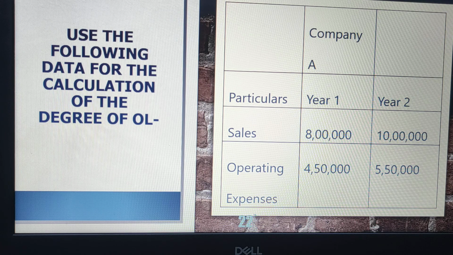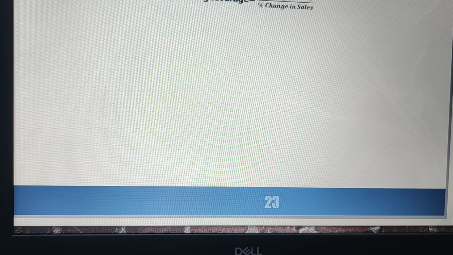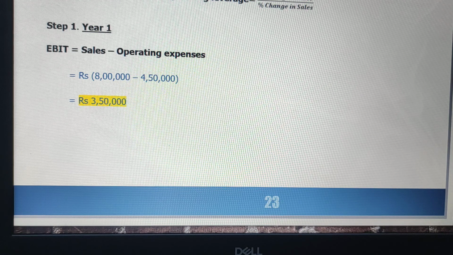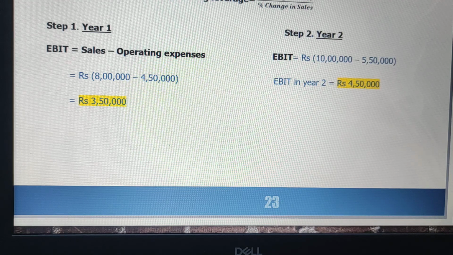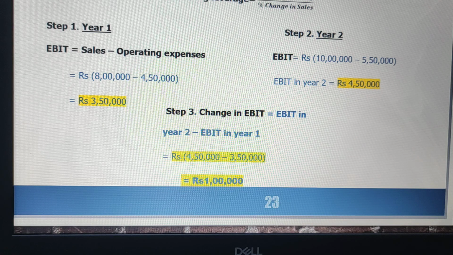Now in this case, company A has 8 lakh sales for the first year and 10 lakh in the second year, and its operating expense for the first year is 4 lakh 50,000 and for the second year 5 lakh 50,000. Now our DOL equals percentage change in EBIT upon percentage change in sales. In the first year EBIT came out to be 3 lakh 50,000 and in the second year 4 lakh 50,000, that is contribution minus operating expenses. And the change in EBIT came out to be 4 lakh 50,000 minus 3 lakh 50,000, that is 1 lakh.